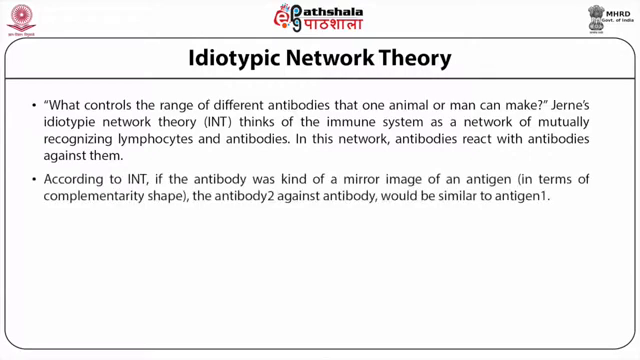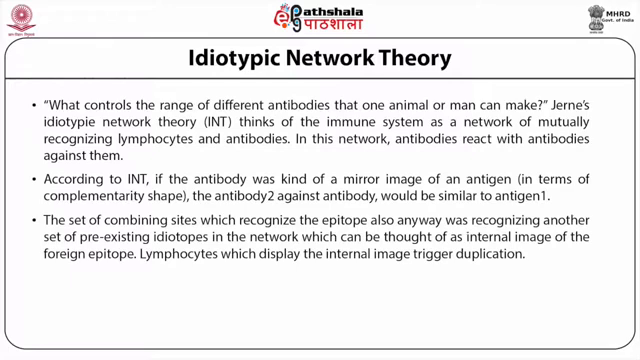According to his network theory, if antibody 1 was kind of a mirror image of an antigen in terms of complementarity of the shape, the antibody 2 against antibody 1 would be similar to the antigen. Thus, an antigen may fit some combining site among this interacting network. Thus, foreign molecules, antigens, merely modulate this network.